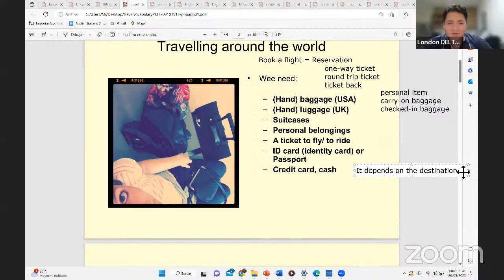Okay, very well. So, have you ever traveled to another country that you would like to tell us your experience with your suitcases? Can you tell us maybe you traveled to other countries? ¿A qué países han viajado?